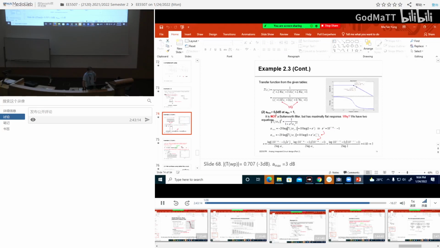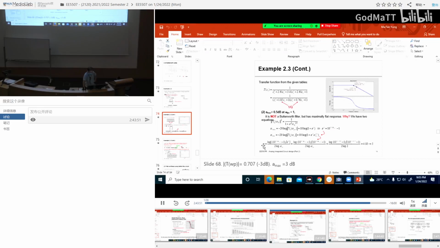Second case is not 3 dB at omega pn. It's only 0.5 dB. So now in this case, it's not a Butterworth filter, because the Butterworth filter says that omega pn equals 1, this has to be 3 dB. But now it's only 0.5. But we know that it still has a maximally flat response. So we use the more general equation where you have epsilon square. Now we replug in the equation with epsilon defined by 0.5 dB.